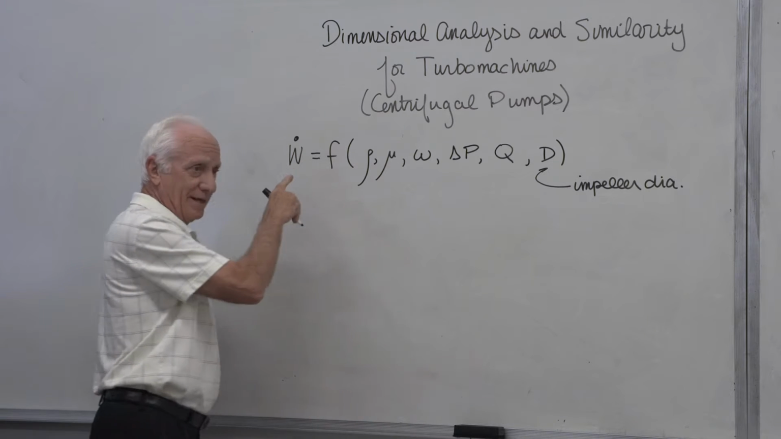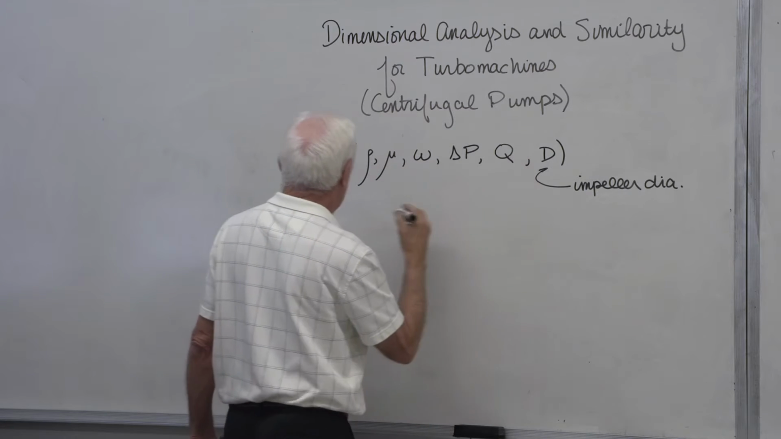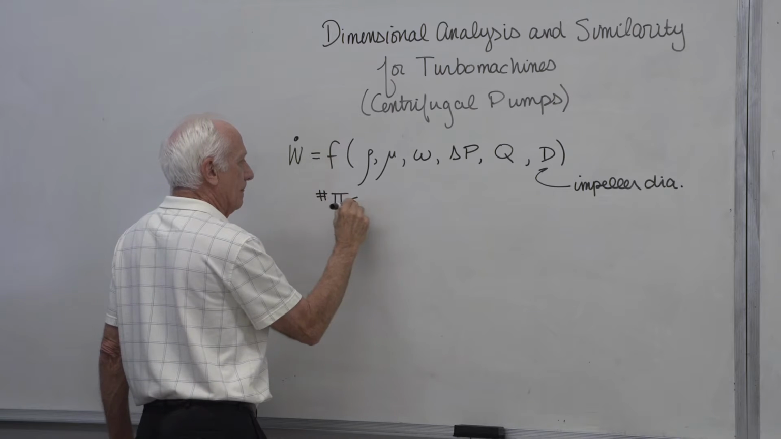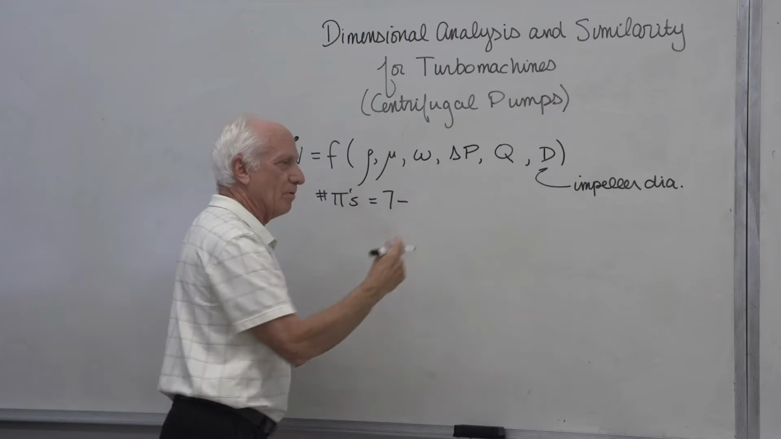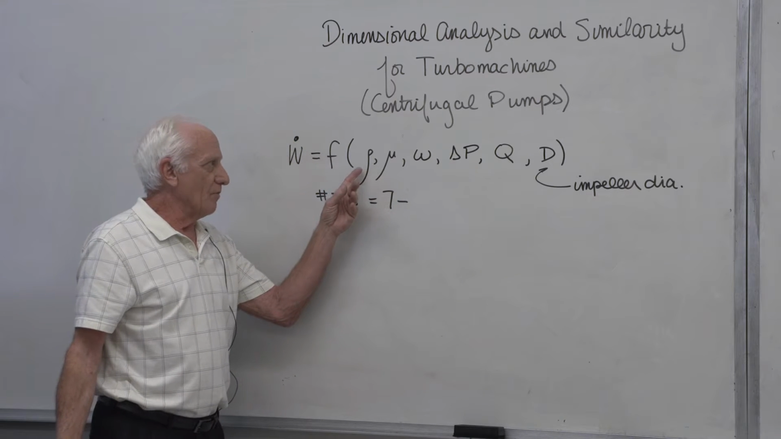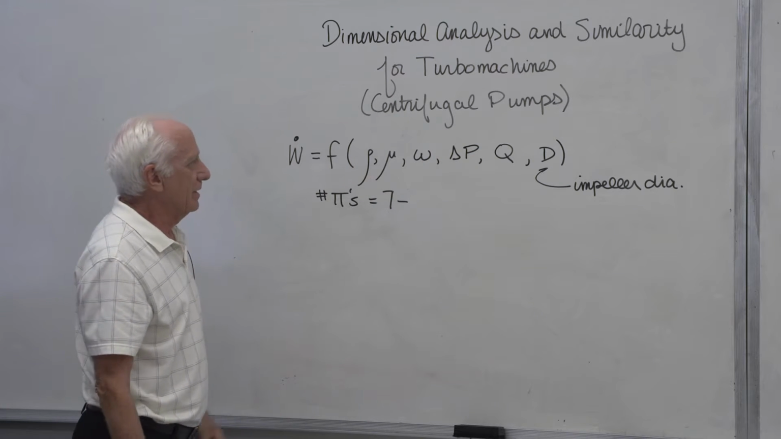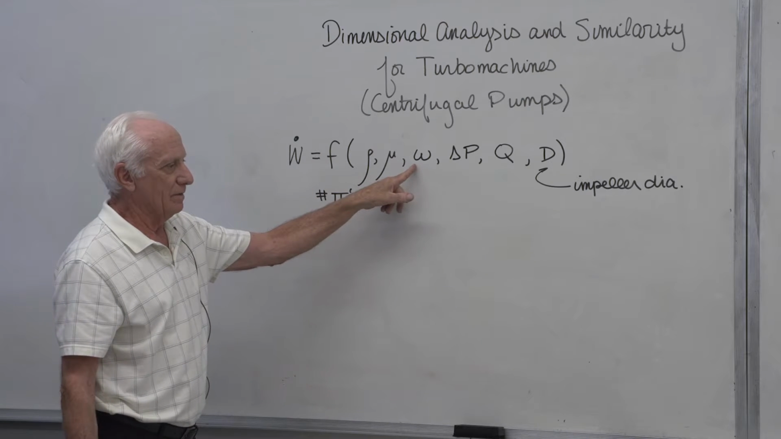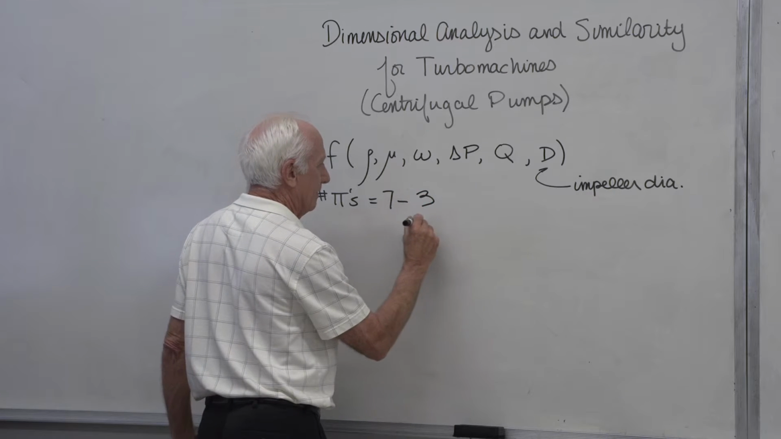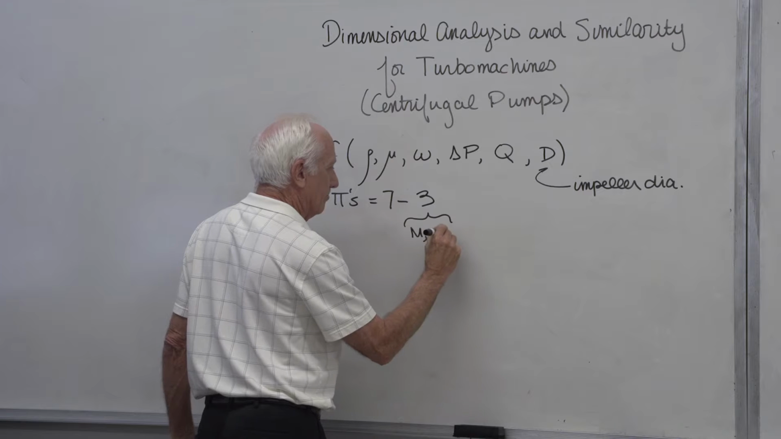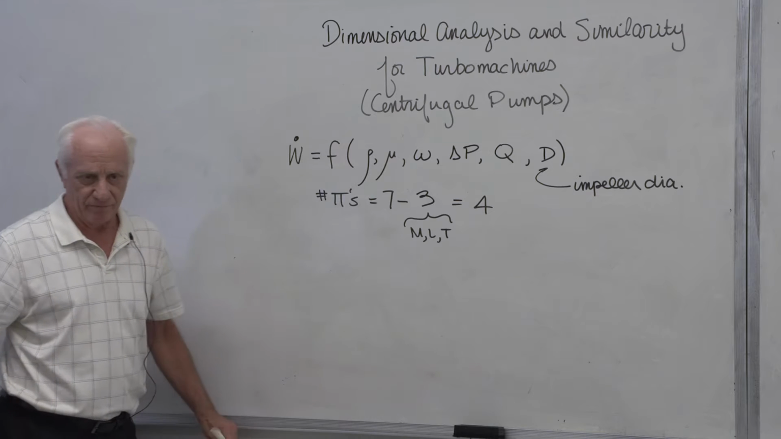So we count them. Don't forget the guy on the left. He counts 1, 2, 3, 4, 5, 6, 7. Number of variables, 7. We can go ahead and list these. We've done it before. We won't do it again. You can list them. What rho is: M over L cubed. What Q is: L cubed over T. What D is: it's a dimension, it's length, it's L. There's M, L, and T. What's omega? 1 over T. So there's 3 dimensions, M, L, and T. So there's 4 important pi parameters, we think, 4.